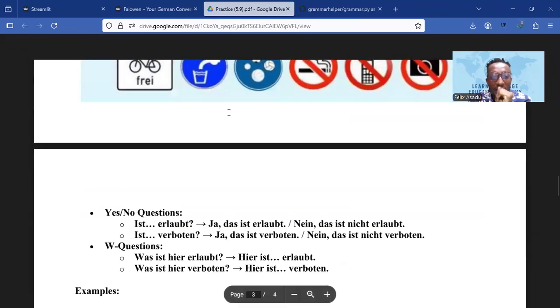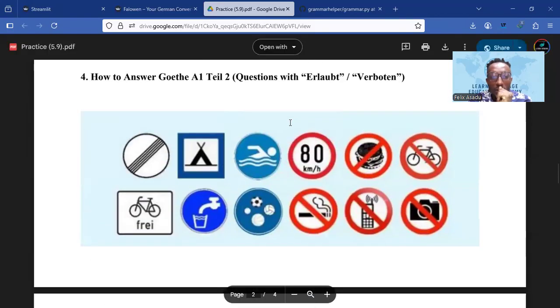So this one is very simple. You are going to get a picture like this, one of them, and if you see the red sign, then it means that it is verboten, that is forbidden. And if you see the blue sign, then it means that it is allowed.